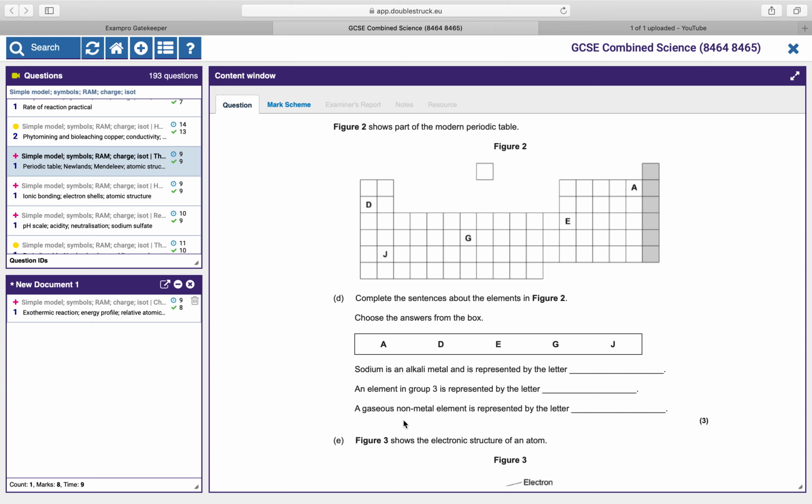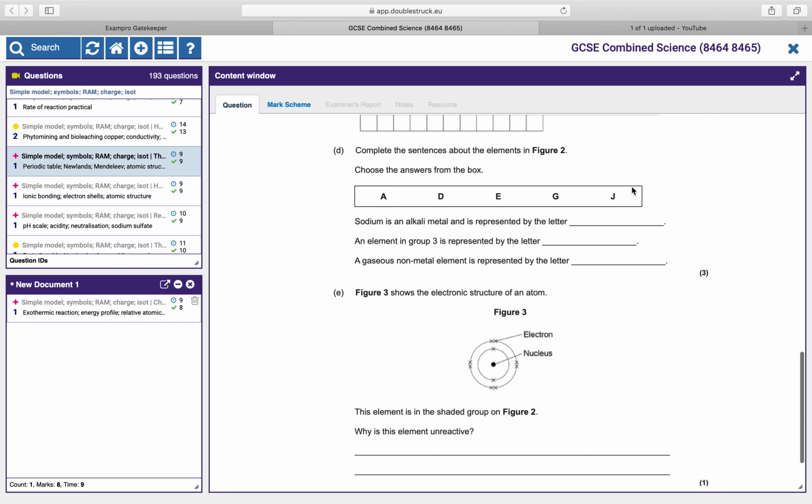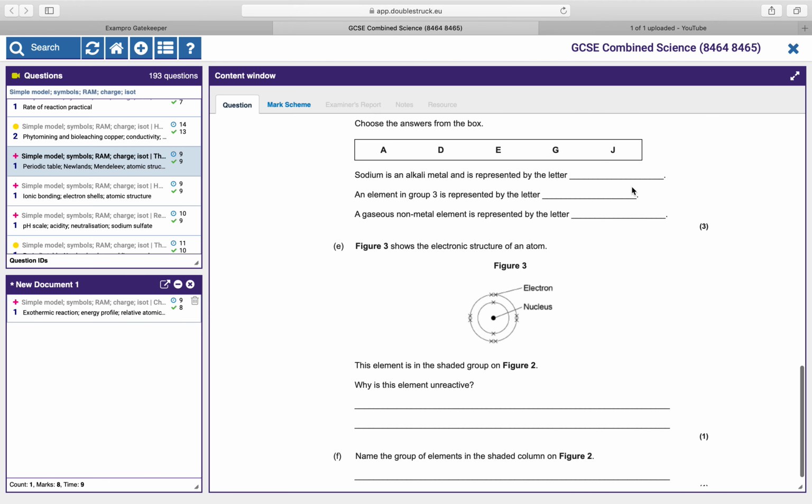A gaseous non-metal element is represented by the letter. Okay, so non-metals are to the right, and these would generally be like this. And this is a gas. Fluorine up there in group 7, that's a gas. So that would be A.